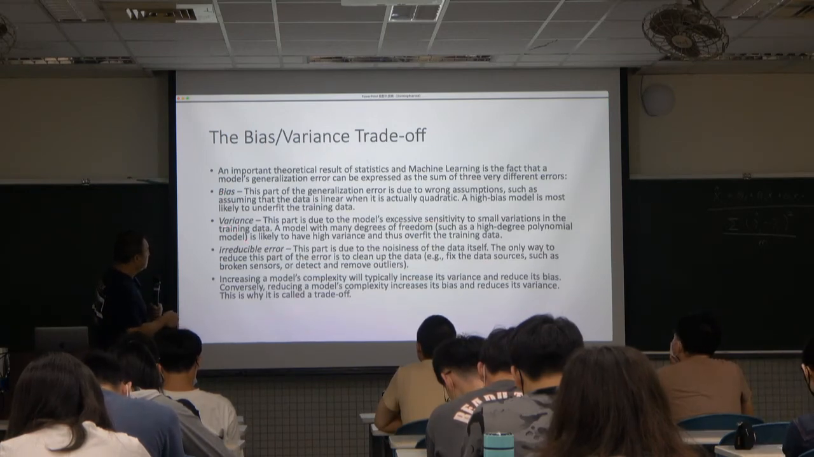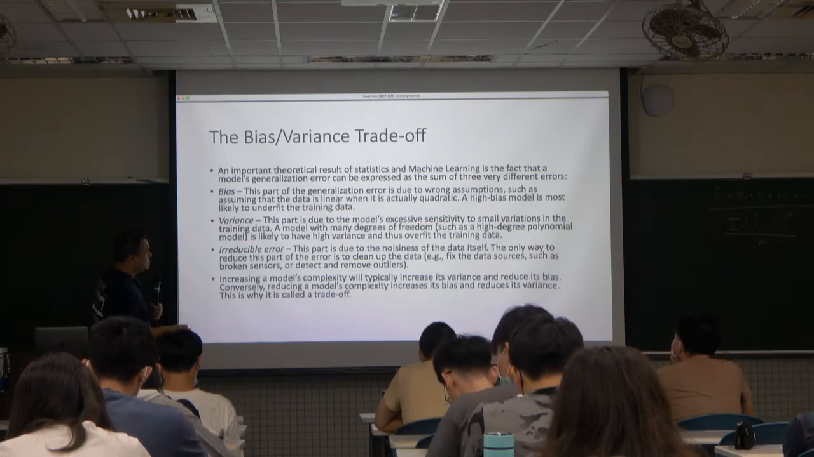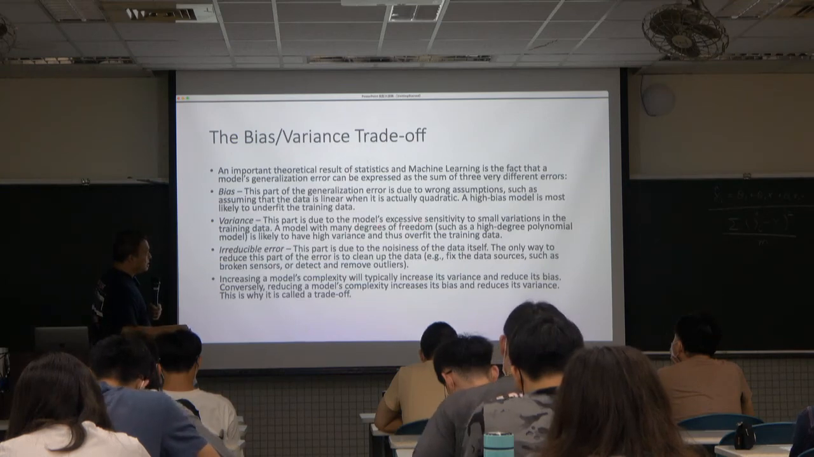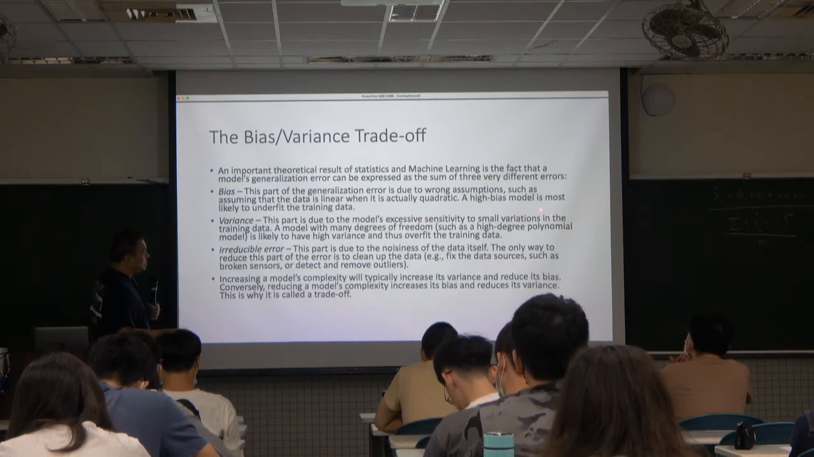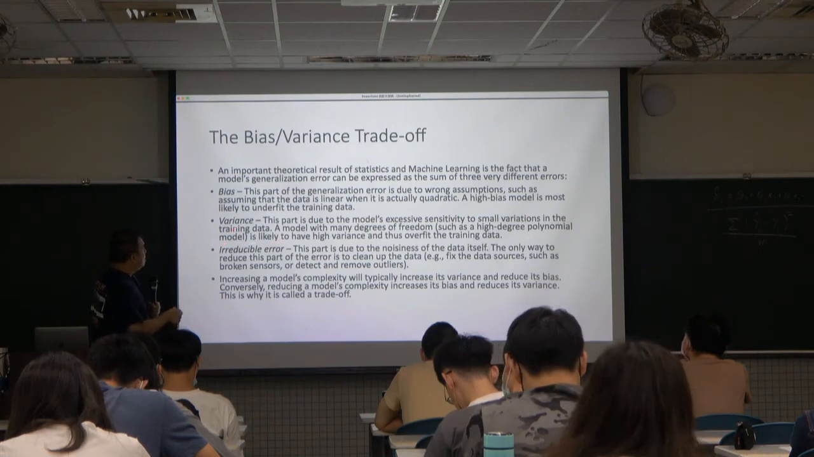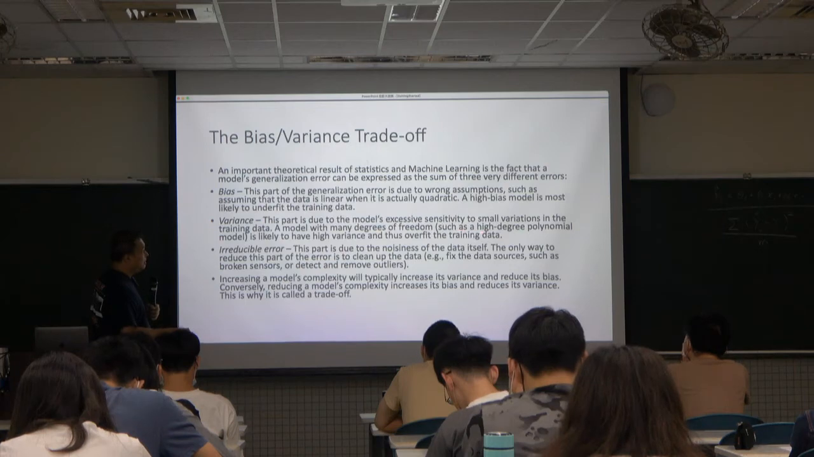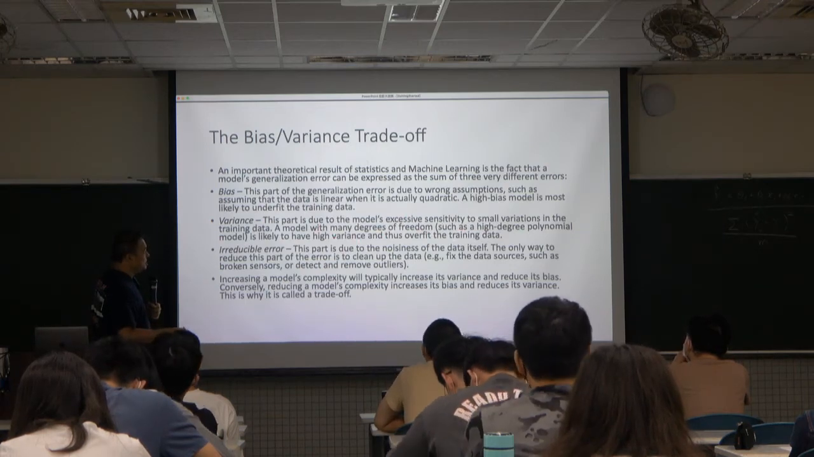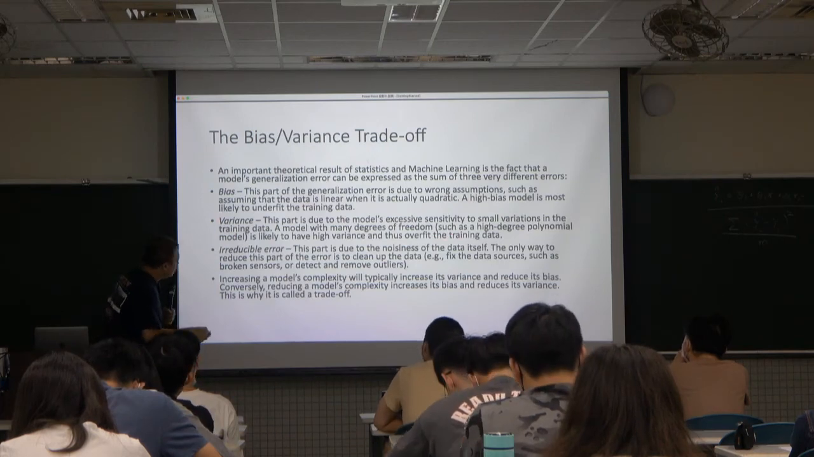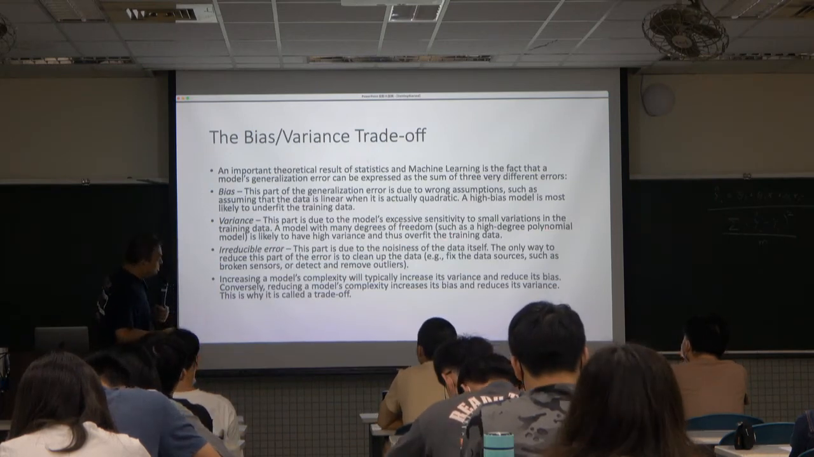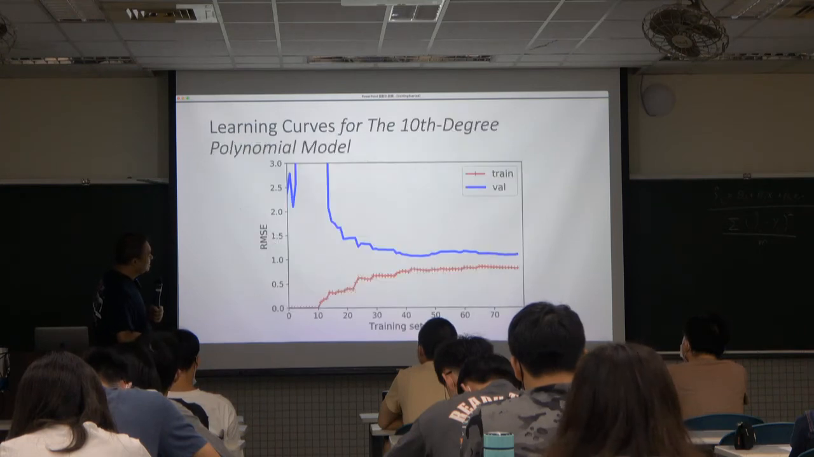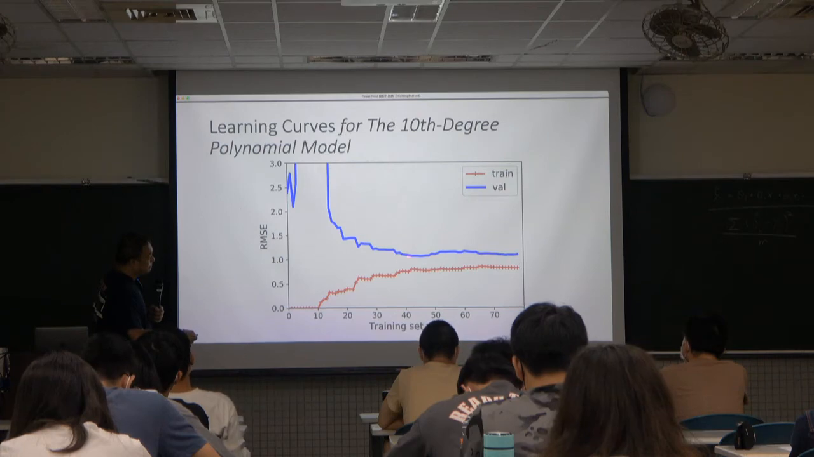The second source of error is variance. This part is due to a model's excessive sensitivity to small variation in the training data. A model with many degrees of freedom is likely to have high variance and thus overfit the training data. So for example, overfitting is normally caused by this variance error. This gap is caused by this variance.